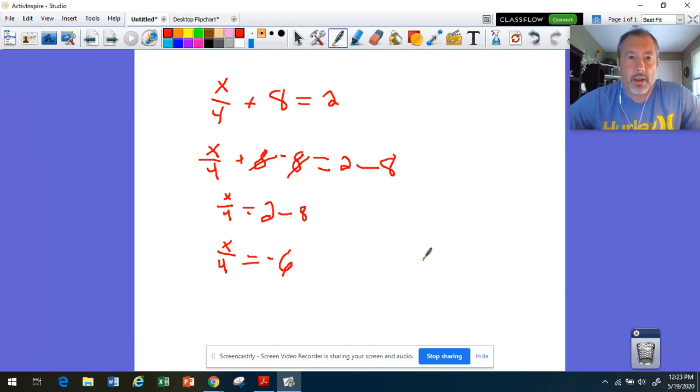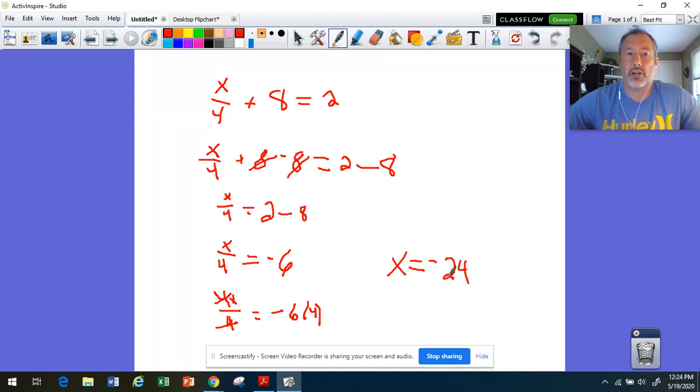Okay, now remember, what is happening here between the x and the 4? It's being divided. What's the opposite of division? Multiplication. So I'm going to multiply both sides by 4. So that gives me 4x over 4 equals negative 6 times 4. That's parentheses there. Okay, and you know these cancel out. And you know x is going to equal negative 24.